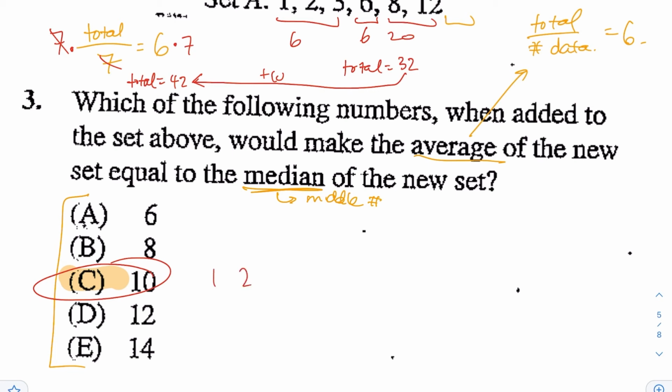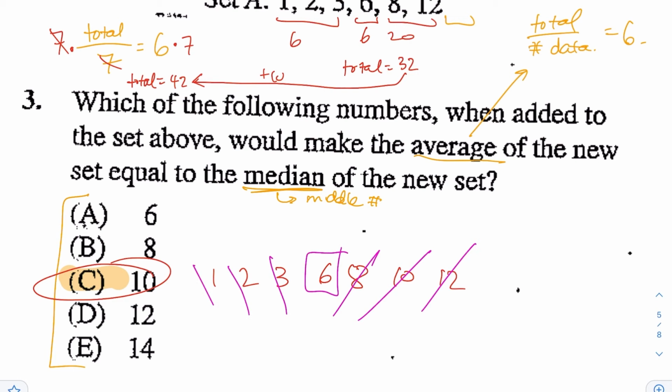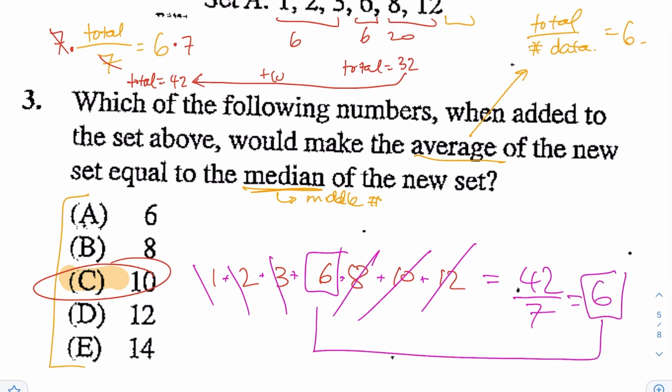Here, if you check your work, notice that if you start crossing out, 6 is in the middle, and if you add everything up, you have that 32 plus a 10, which becomes 42, and 42 over 7 is equal to 6. So the median is equal to the average.